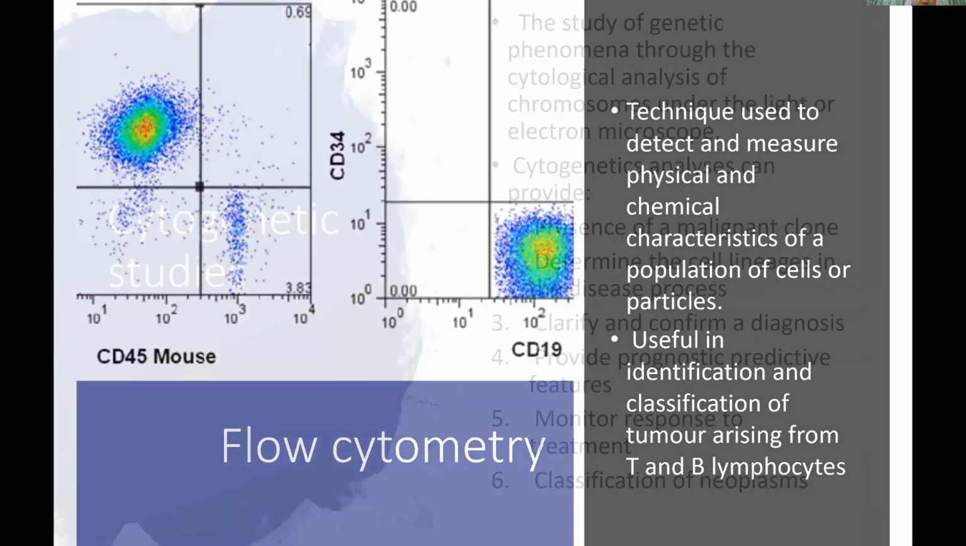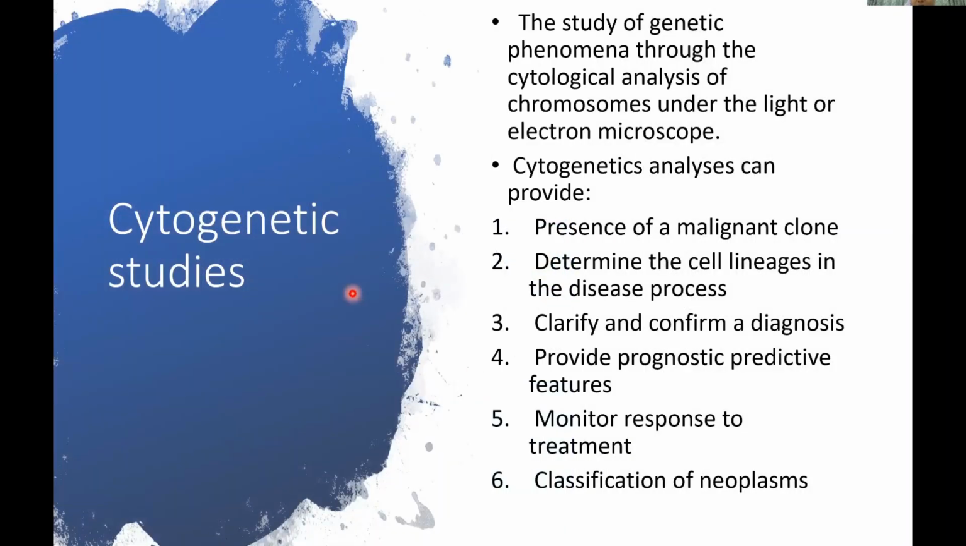Okay, cytogenetic study, the study of genetic phenomena through the cytological analysis of chromosomes under the light of electron microscope. Okay, cytogenetic analysis can provide the presence of malignant clones. Second, it can determine the cell lineage in the disease process, can clarify and confirm a diagnosis, can provide prognostic and predictive values, monitor the response to treatment, and classify the neoplasm in very difficult cases.